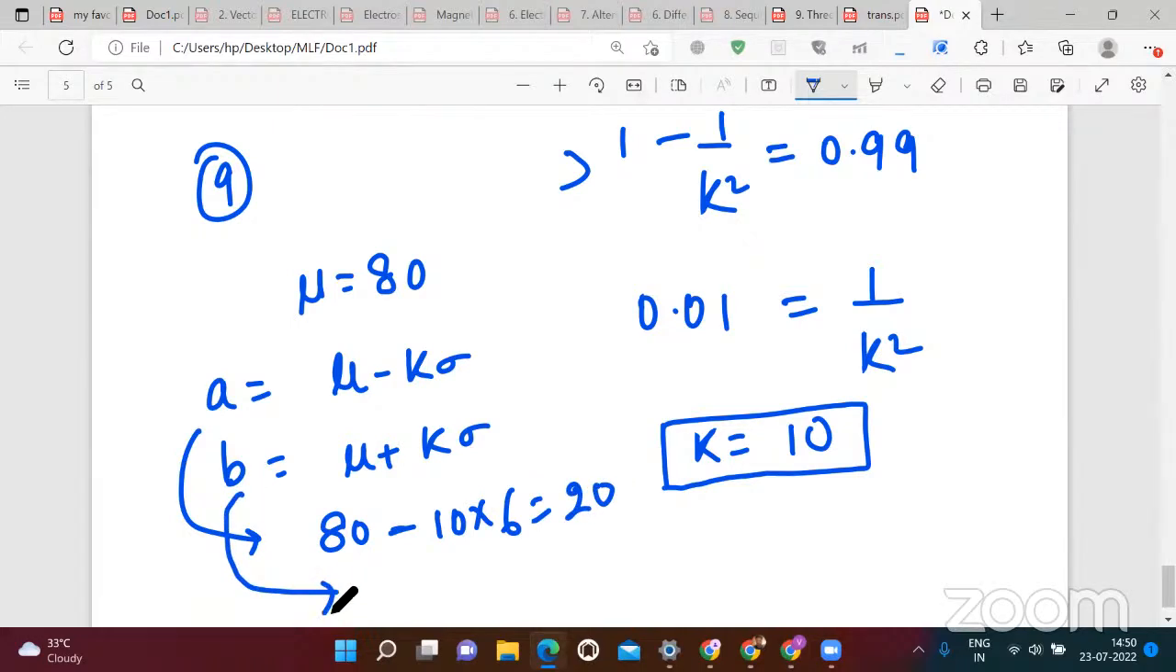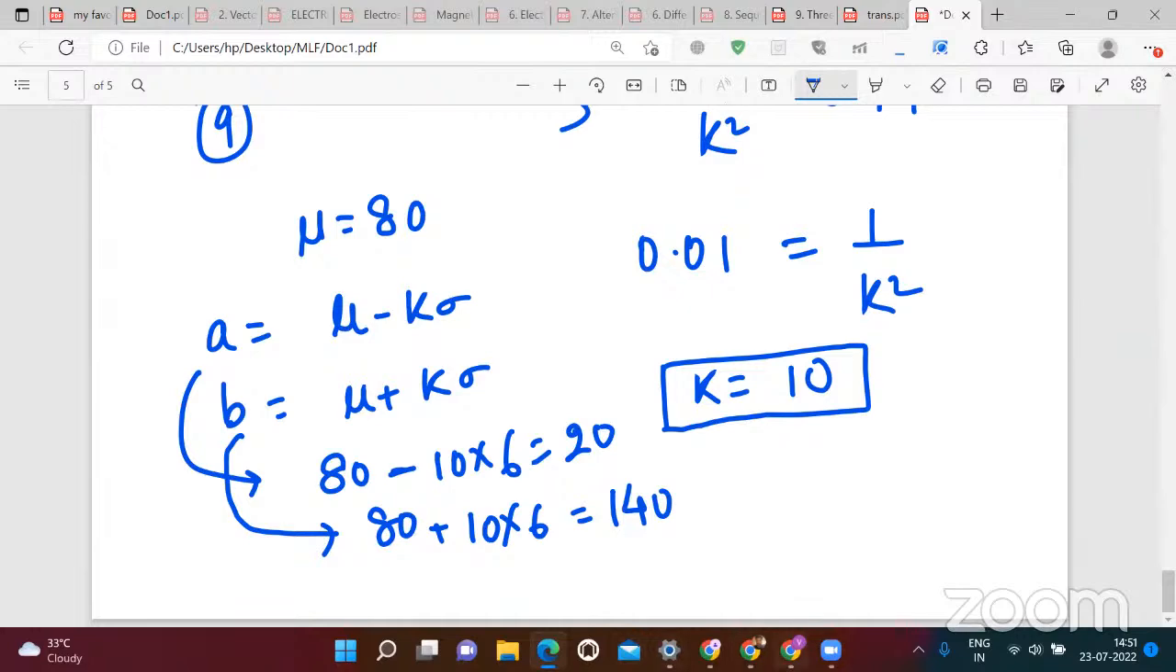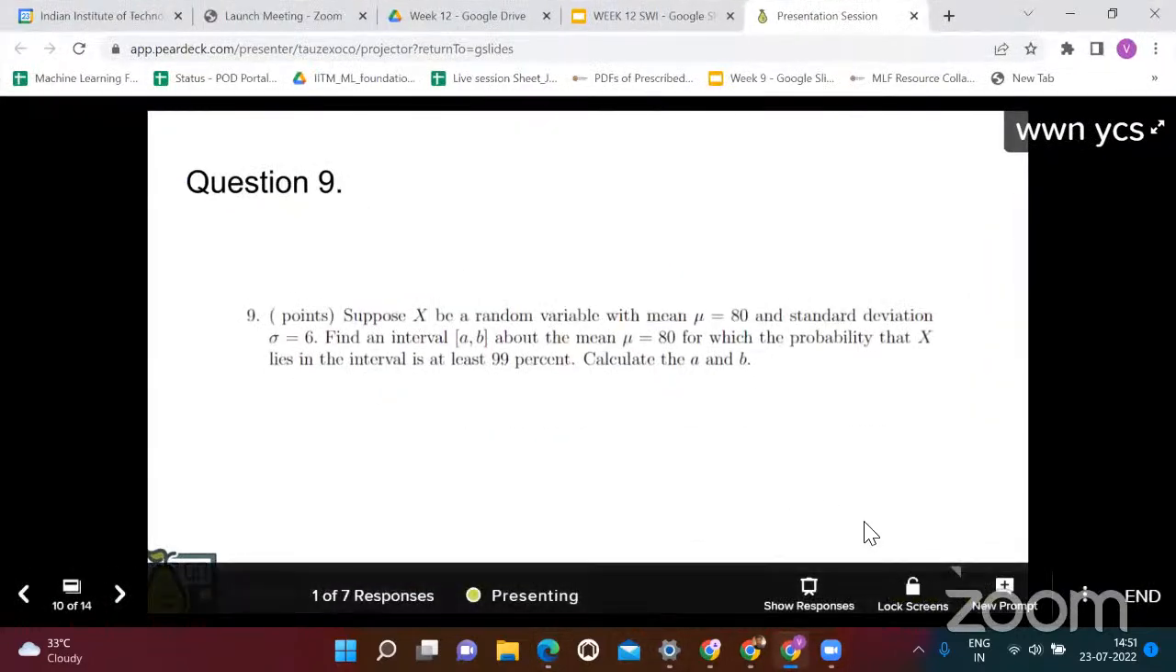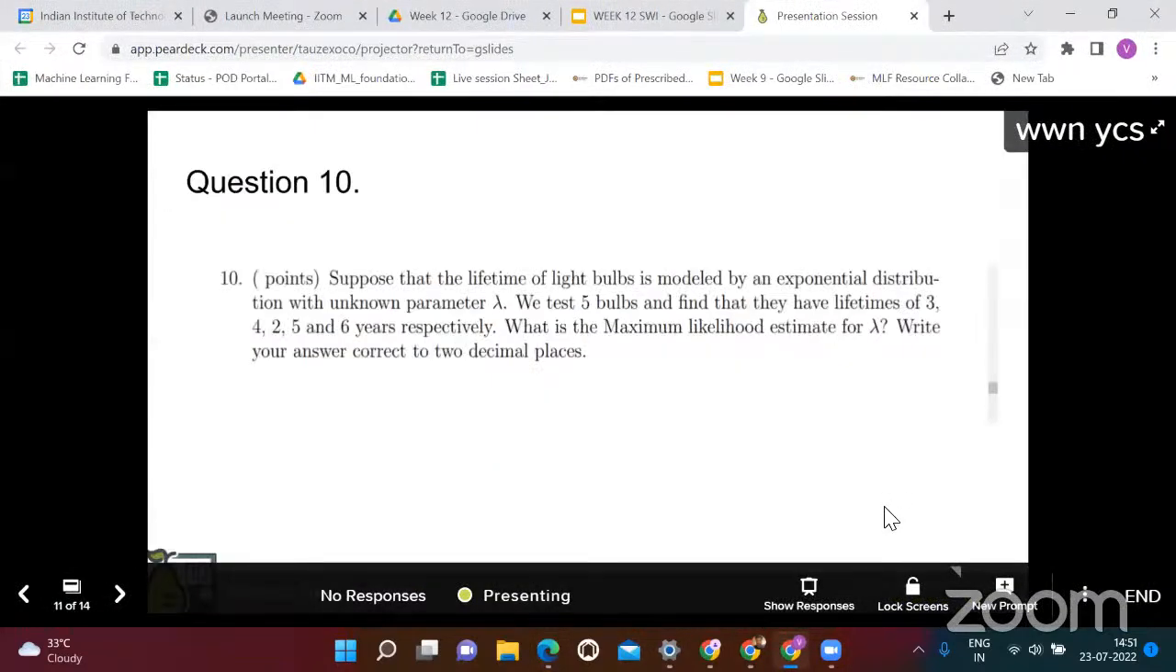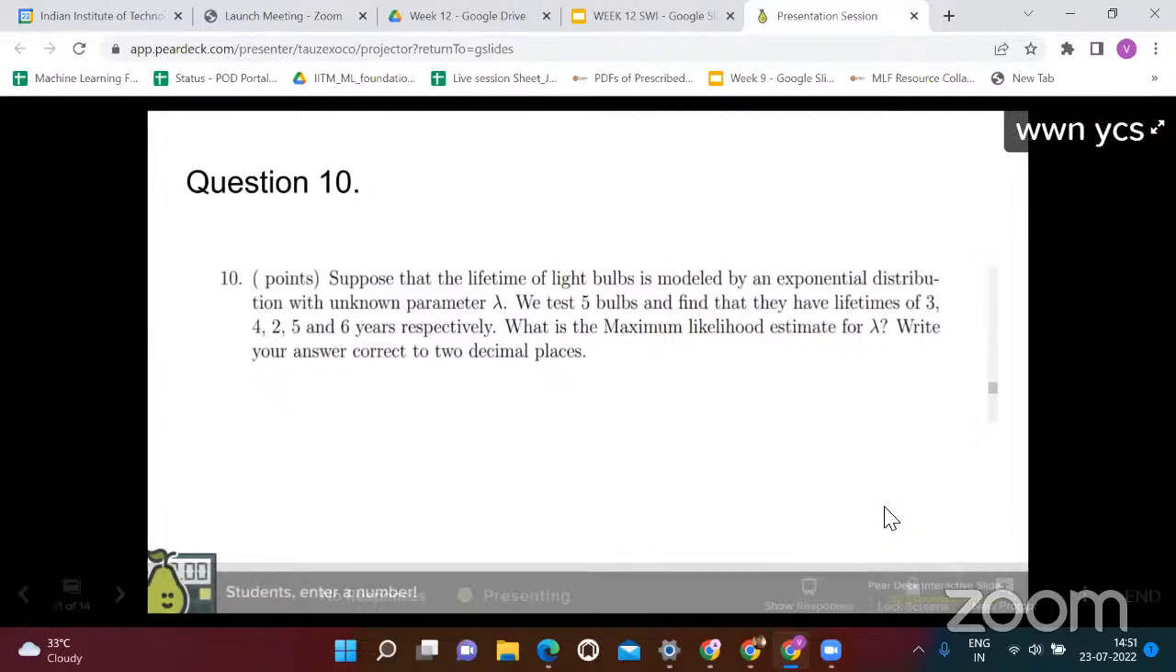Similarly, B would be what? 80 plus 10 into 6 equals 140. Right? So this is the ninth problem. So we'll move to the next, or the last one. So this is the problem.